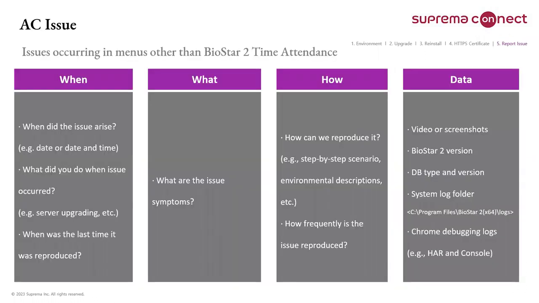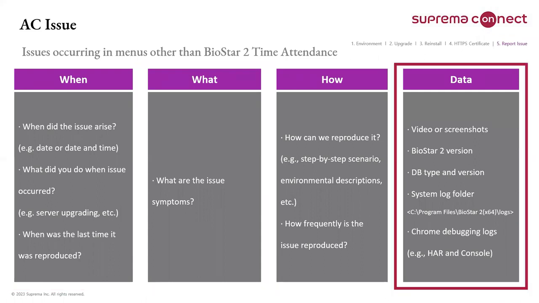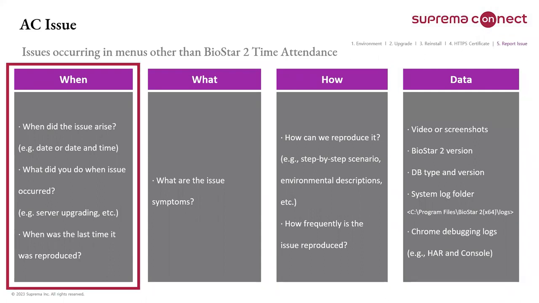What information should you send if your issue is BioStar 2 AC issue? We divide it into when, what, how, and data. When did the issue arise? For example, you can share the date or date and time. What did you do when the issue occurred? For example, server upgrading or something other words. When was the last time it was reproduced?